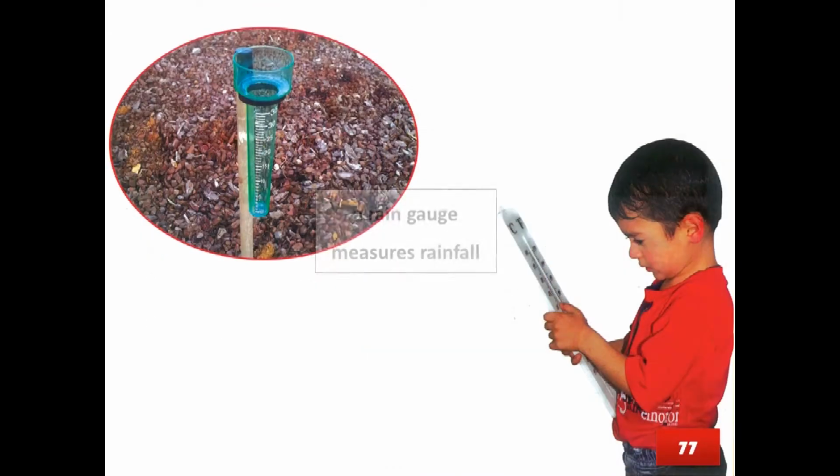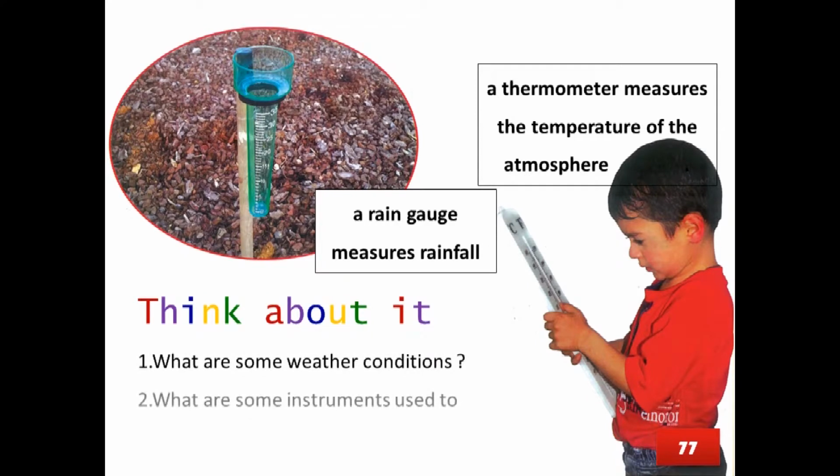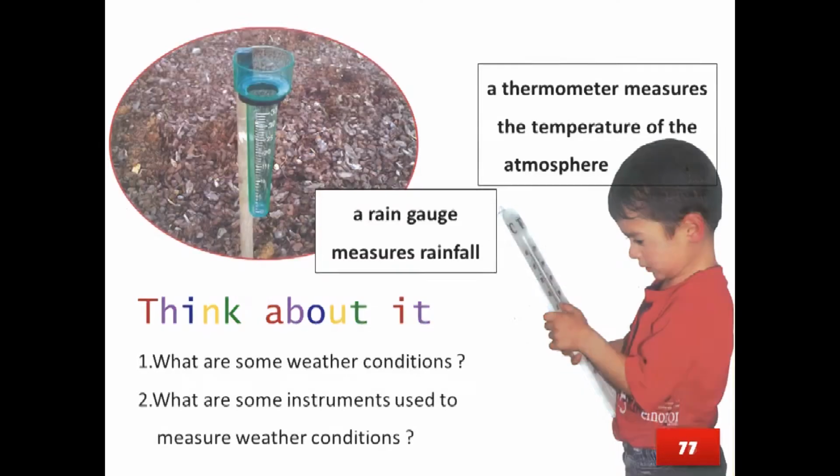Page 77. A rain gauge measures rainfall. A thermometer measures the temperature of the atmosphere. Think about it. 1. What are some weather conditions? 2. What are some instruments used to measure weather conditions?